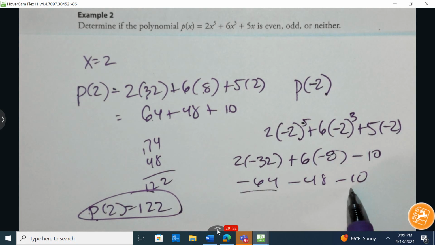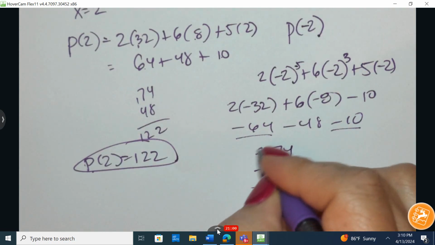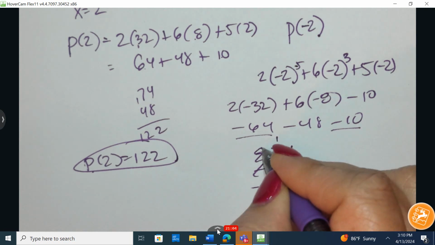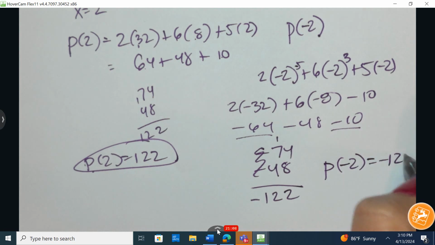Okay, well, negative 64 and negative 10 give me a negative 74. And, okay, I have the exact same sign, so I get to add them together and keep the sign of the larger number. Okay, add them together. 12 carry the 1 is 11. Okay, keep the sign of the larger number. So I have p of negative 2 equals negative 122.